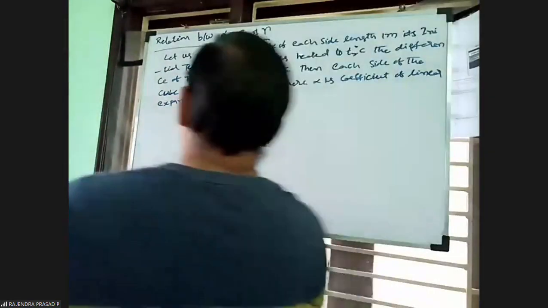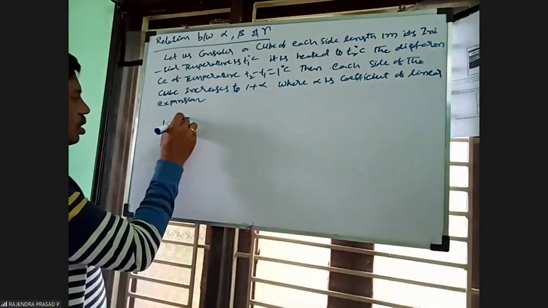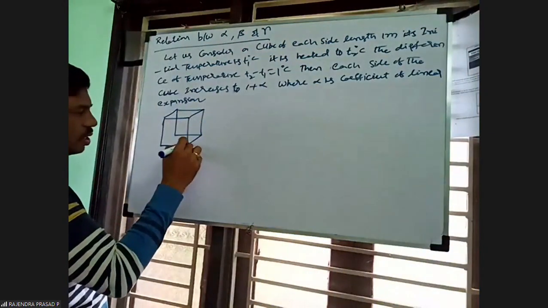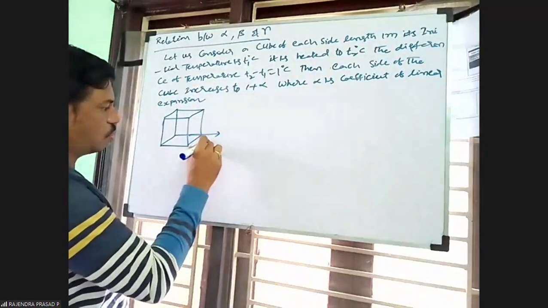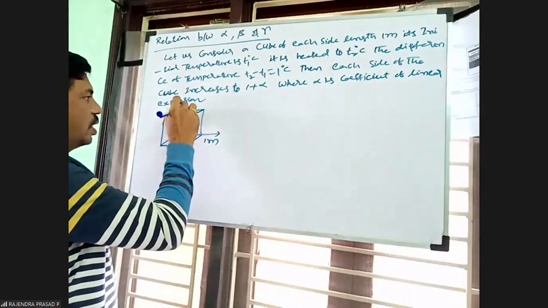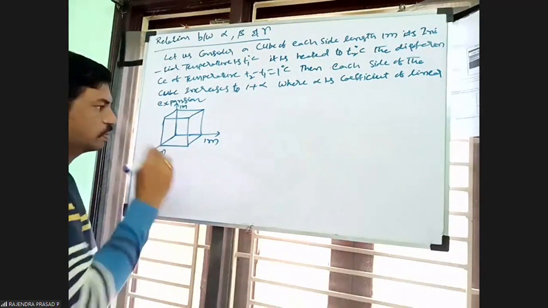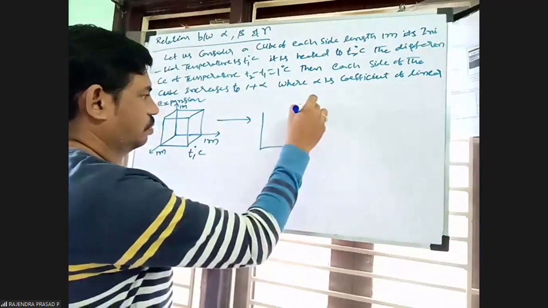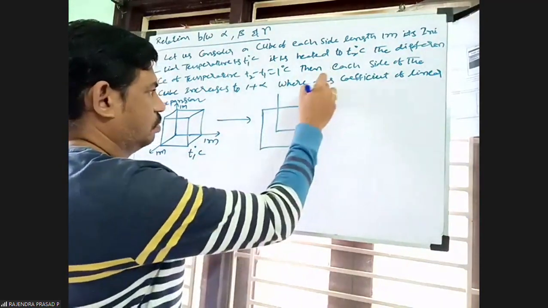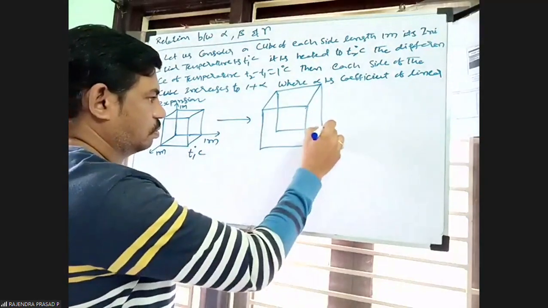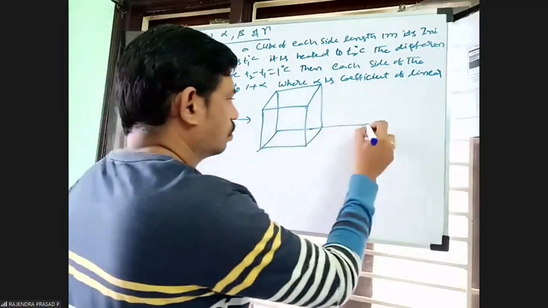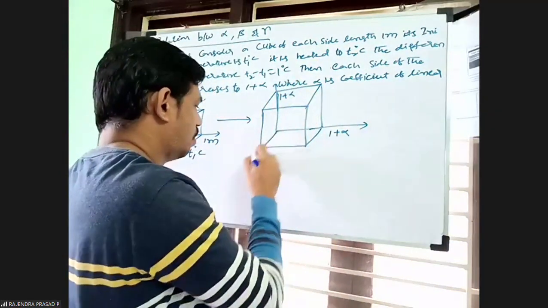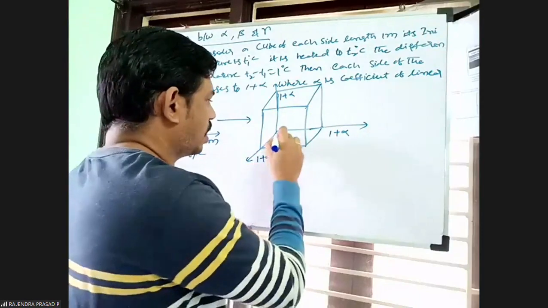Sir, right. Can you repeat the statement full once? It's not clear for me. This is the first one, the cube. Cube, each side is 1 meter. Length 1 meter, height is 1 meter. So its temperature is T1 degrees C. So each side is 1 plus alpha, 1 plus alpha, 1 plus alpha.